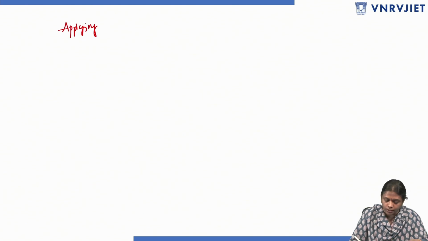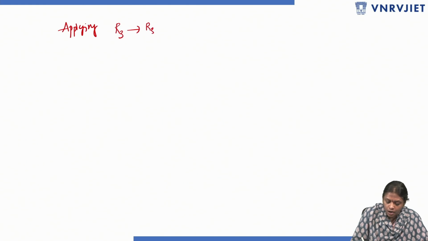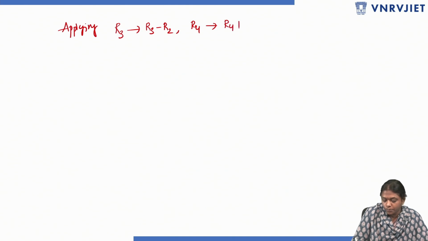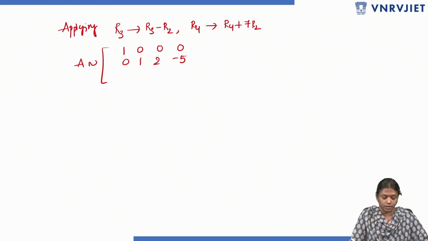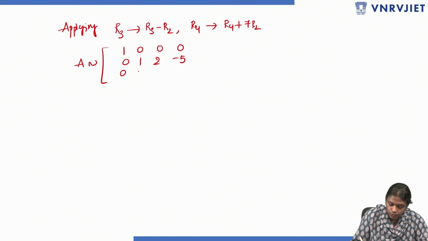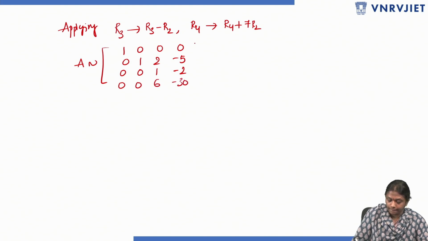Now implementing the operations here. R3 tends to R3 minus R2 and R4 tends to R4 plus 7R2. Now the given matrix is approximately equal to, I am writing the first two rows as it is, 1 0 0 0, 1 2 minus 5. Now implementing the operation here, R3 minus R2, this is automatically 0. Now this is going to be 0 here. Now implementing the same operations, you will be getting 1 minus 2, and this is 0. Now this is going to be 0, and this is 6 and minus 30.